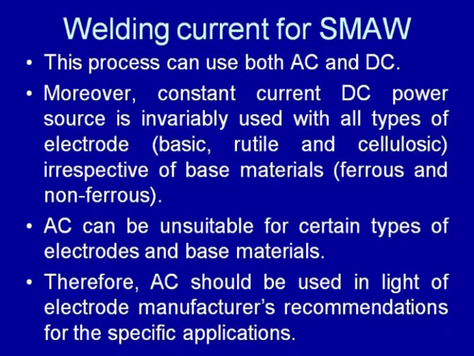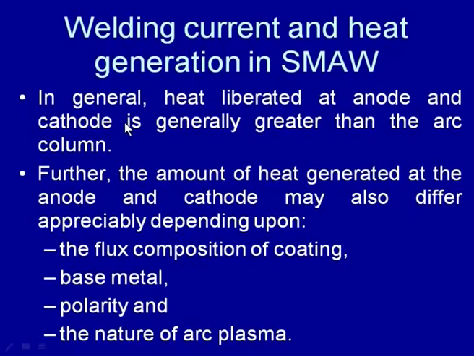In general, we see that the heat generated during the shielded metal arc welding process by the arc will depend on whether AC or DC welding is being done. Whatever the polarity being used, heat generated at the anode or cathode is generally found greater than that generated in the arc column, and the heat generated at the anode or cathode sides matters significantly, because they dictate the melting rate of the electrode or melting of the base material.